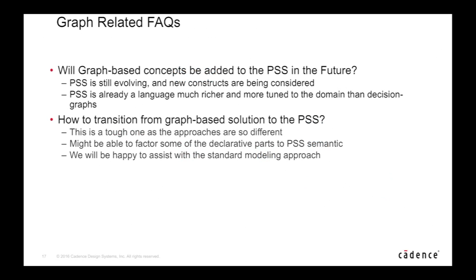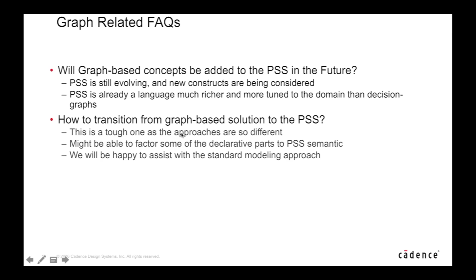Okay, a few FAQs about that. Will graph-based concepts be added to the PSS in the future? Of course, PSS is evolving, new constraints are being considered, but if you look at the two approaches, they're totally different approaches, and in a way you can look at PSS and say it's a superset of what decision logical models can do. Inside the activity, you can put select and sequencing, but again, if you want more automation, more value, more portability, and of course more standard, you'll probably want to use the PSS approach, which is a superset of what you can express in a decision graph.